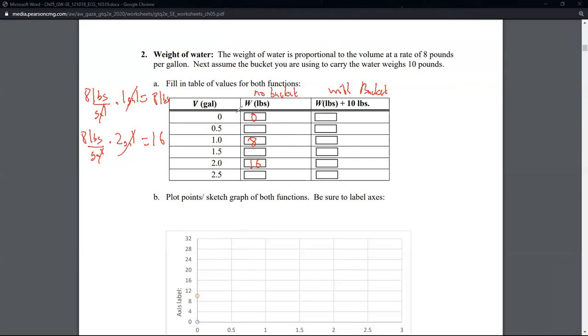All right, so this column we said is proportional because of the 0, 0. So if you double one, the other should double. That also works backwards. If you half one, the other should half. So you could use that idea and say, all right, half a gallon should be 4 pounds of water, or you could use the idea of dimensional analysis. 8 pounds per gallon times 0.5 gallons. 8 times half is 4. The gallons cancel, so we get 4 pounds. If you take 1.5 times 8, you're going to get 12. I'm not going to show the math for all these. If you take 2.5 times 8, you're going to get 20.